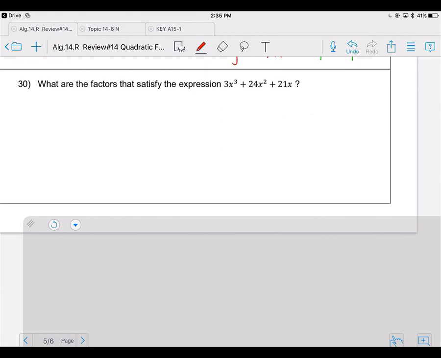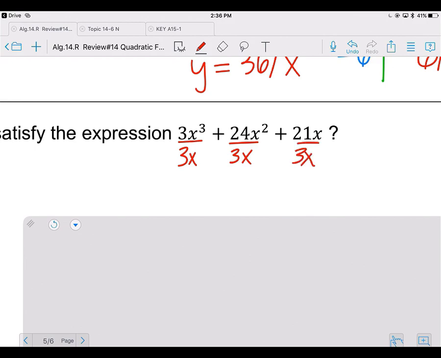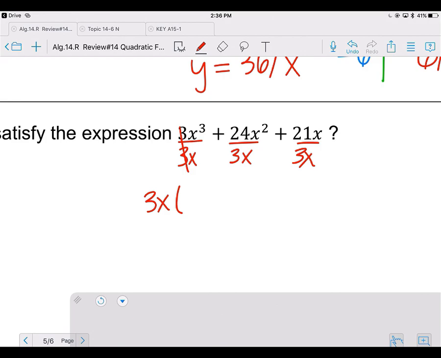Problem 30. What are the factors that satisfy the expression 3x cubed plus 24x squared plus 21x? These all share a 3 and an x. So I will take a 3x out of all of them. Remember that when you take it out, you divide. So this would be x squared. 24 divided by 3 is 8x. And then 7, my x's cancel.